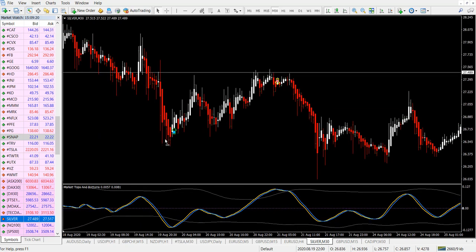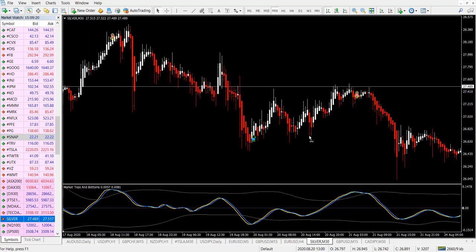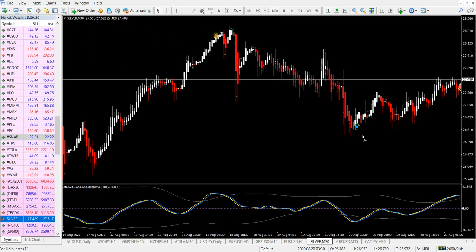Just go back a little bit more. Once again, this is not a nice looking chart. All right. This is a situation where you would have got in here. Okay, it did go your way, but it came all the way back.